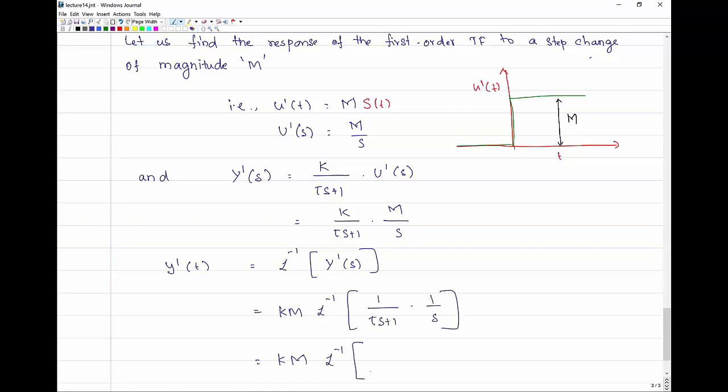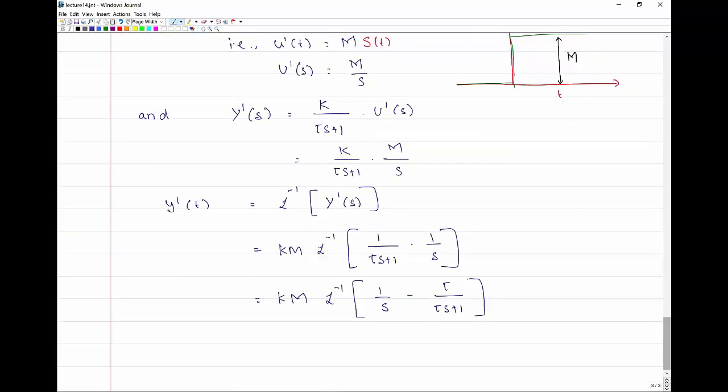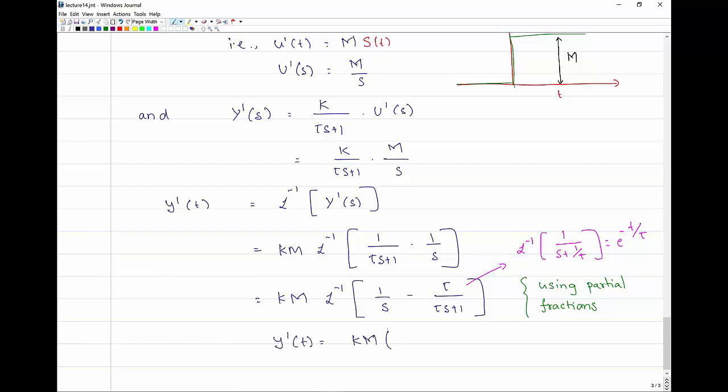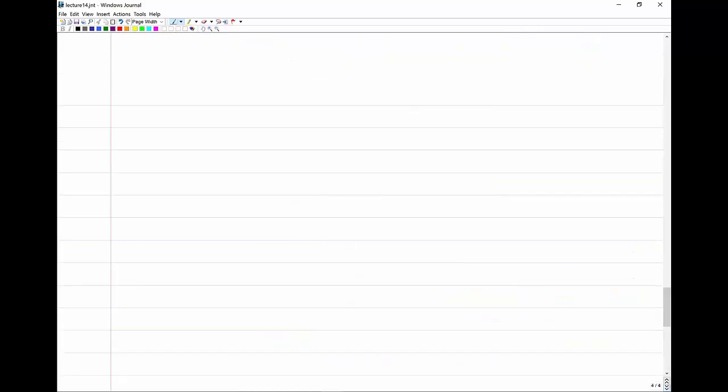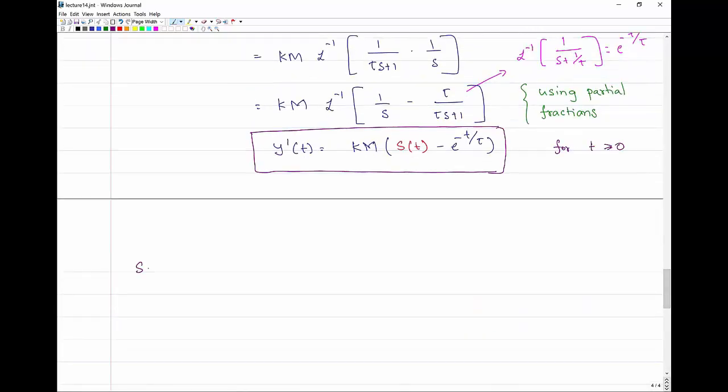We can obtain the value of y, the response, in time domain by taking the inverse Laplace of y prime s. Using partial fractions, we can split y prime s into two smaller fractions and then find their respective Laplace inverses. That results in a response of the output y prime t, which is equal to k times m times a step response, that is one minus an exponential function. And that response is valid for all values of time greater than or equal to 0.